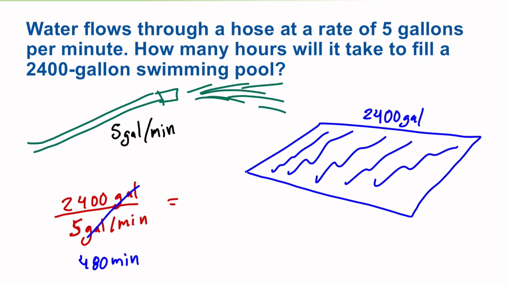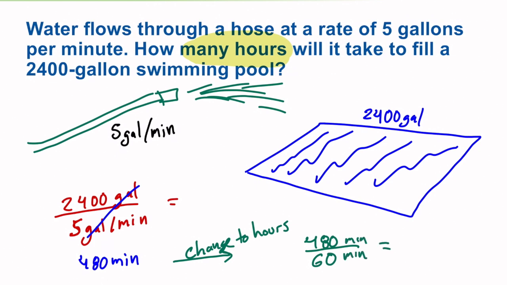So we only end up with minutes, but we don't want minutes, we want hours. So now we have to think about how many minutes are in an hour. In order for us to change the minutes to hours, we know that an hour has 60 minutes. So 480 minutes divided by 60 minutes will give us the amount of hours, which in this case is 8 hours. So that means that it would take 8 hours to fill this swimming pool that has 2,400 gallons. And that's it.